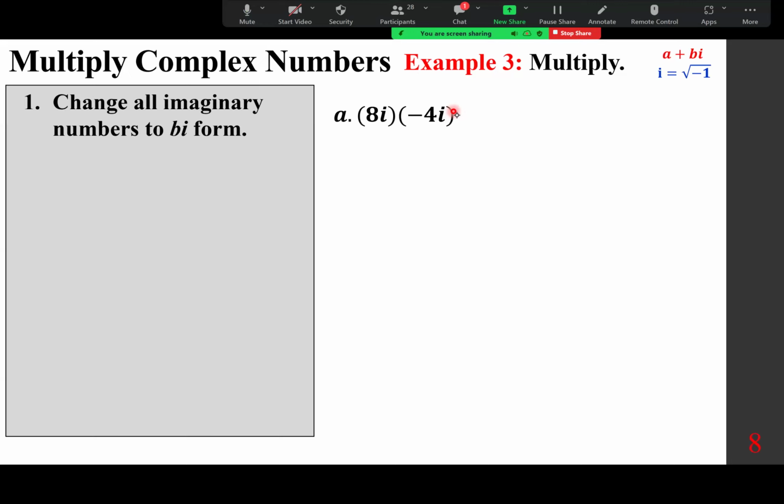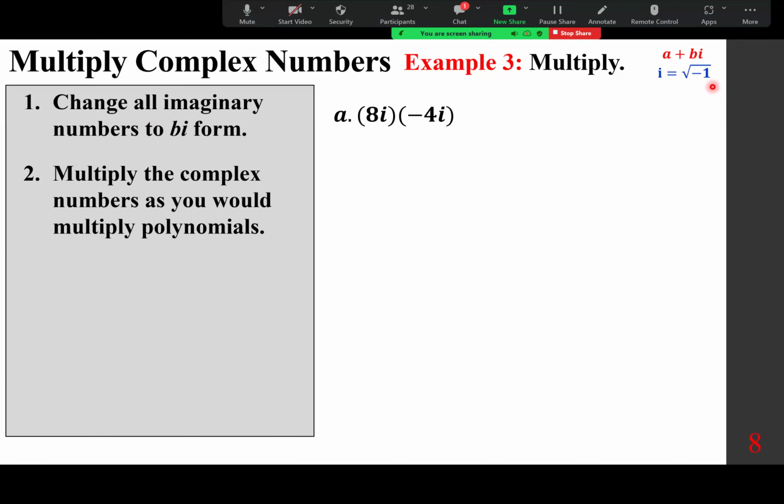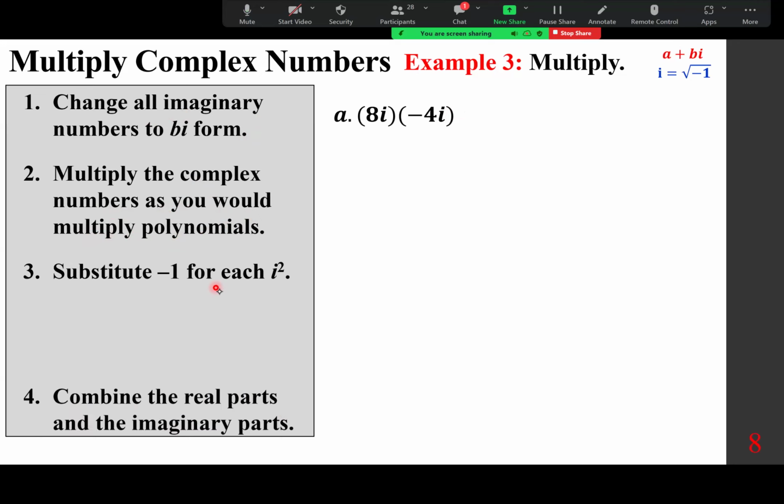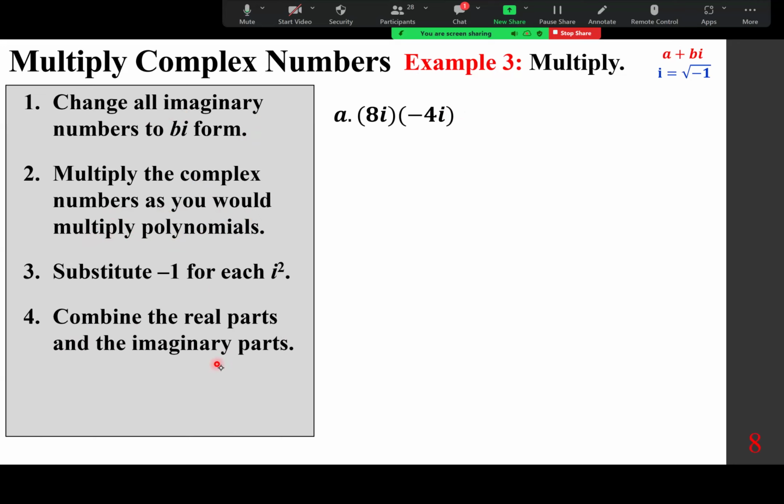So number one, change all imaginary numbers to bi, in case you have a square root of a negative sign. Then multiply the complex numbers as you would multiply polynomials. Substitute negative 1 for each i squared. Combine the real parts and the imaginary parts. Write the answer in standard form, a plus bi form, which is the standard form.